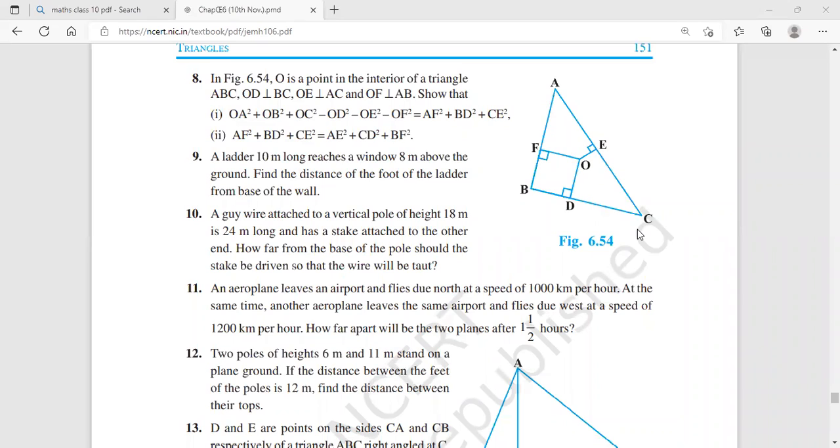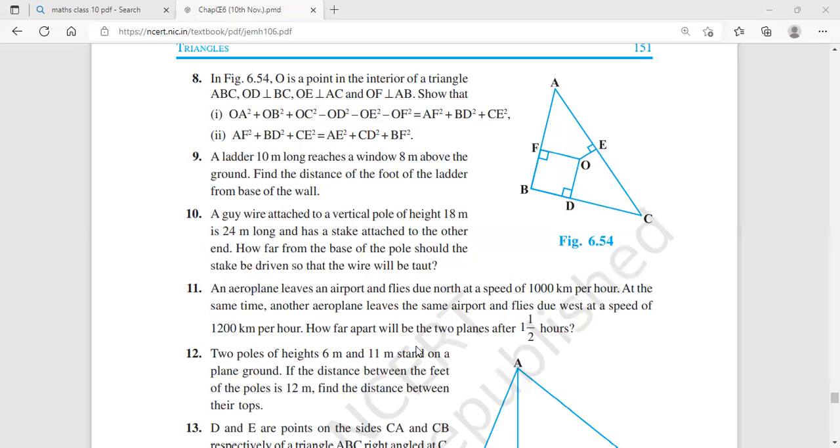Okay, the eighth question. O is a point in the interior of a triangle such that OD is perpendicular to BC, OE is perpendicular to AC, OF is perpendicular to AB. We have to show that OA square plus OB square plus OC square minus OD square minus OE square minus OF square is equal to AF square plus BD square plus CE square. And similarly, the second one, AF square plus BD square plus CE square is equal to AE square plus CD square plus BF square. Okay, so let's do it. Even though the question seems very lengthy, the steps are very, very easy.